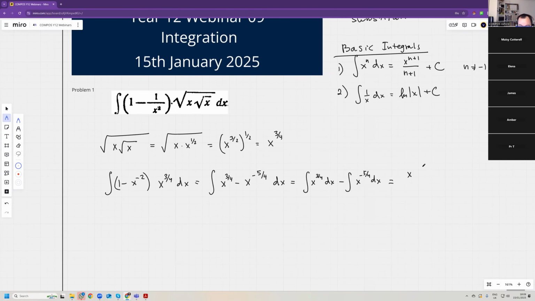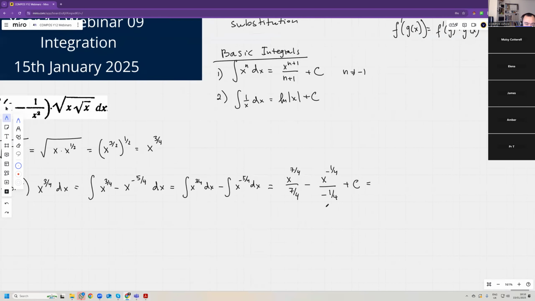That's x to the power 3/4 plus 1, so 7/4, over 7/4, minus x to the power minus 1/4, because minus 5 over 4 plus 1, divided by minus 1/4, plus c. And you can make some cosmetic changes here. That is 4/7 x to the power 7/4 plus 4 x to the power minus 1/4 plus c. That's it.